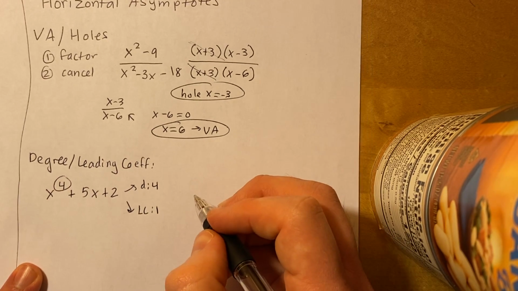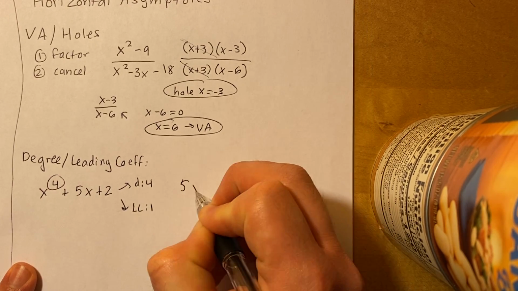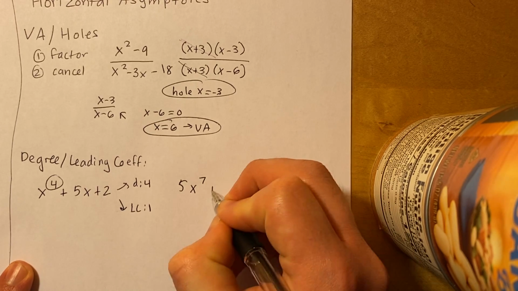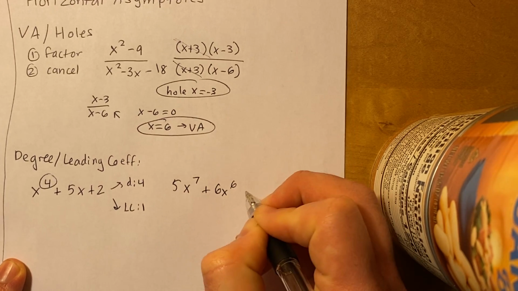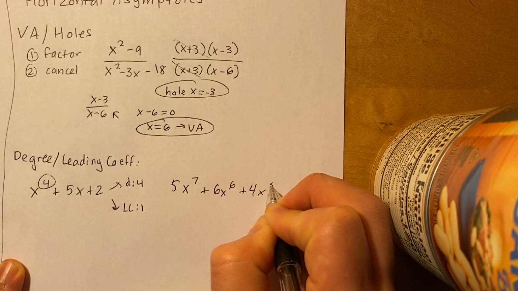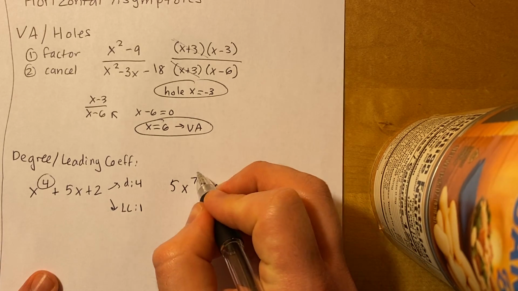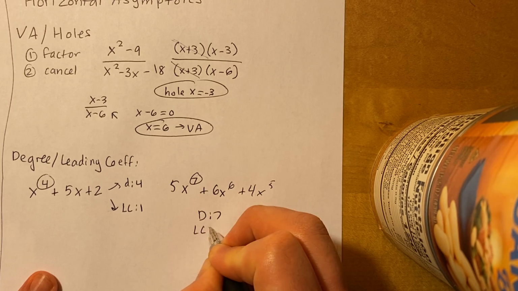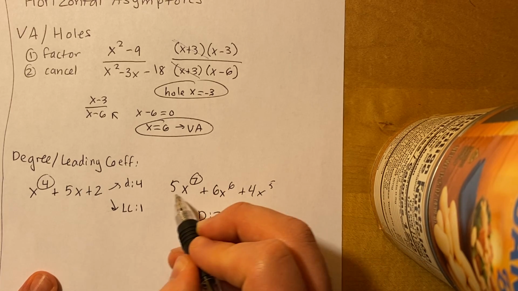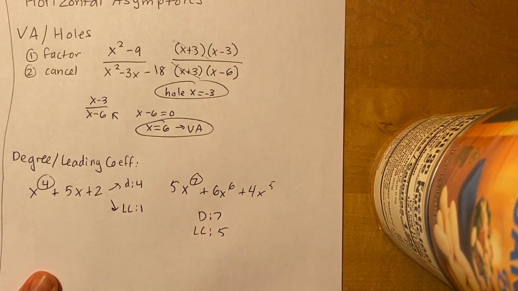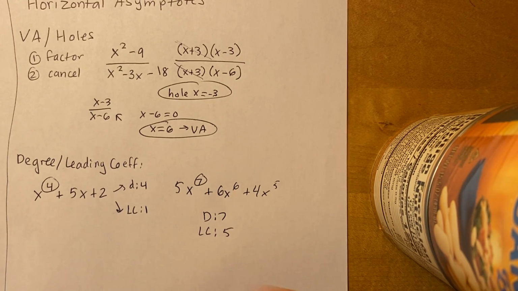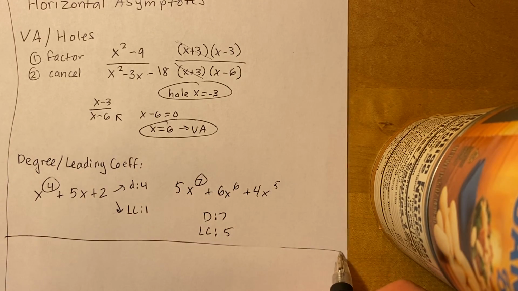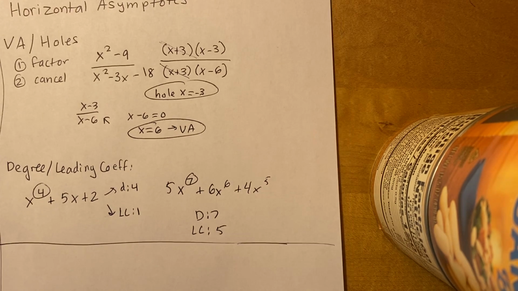Say now we have 5x to the 7th power plus 6x to the 6th plus 4x to the 5th. Our degree here is 7 because that's the highest exponent, and our leading coefficient is the coefficient of the biggest term, so that's 5. All right, so that was a little quick review for everyone. Now we're going to get started.